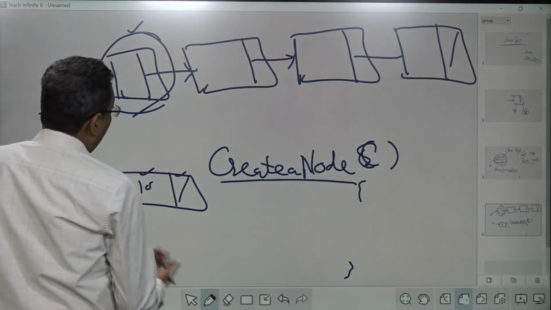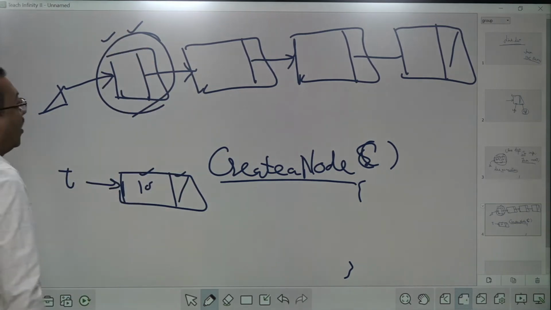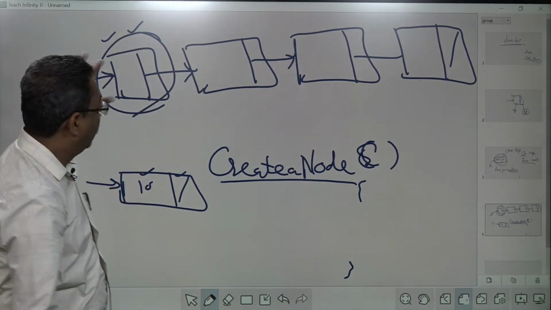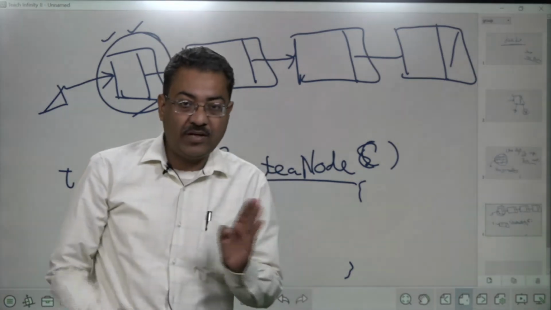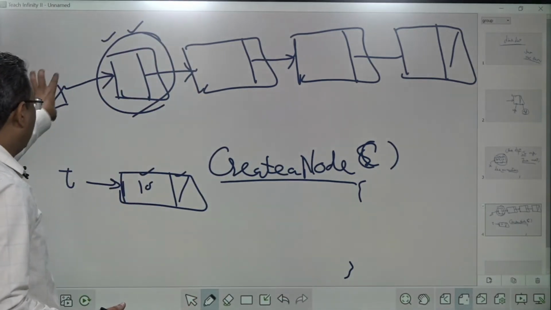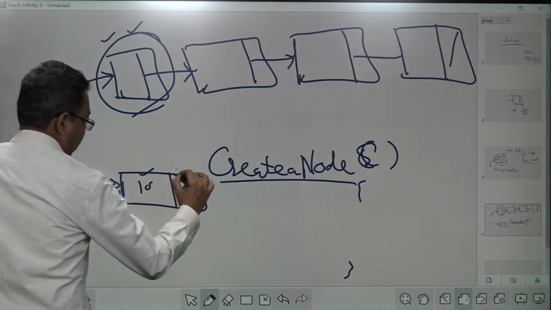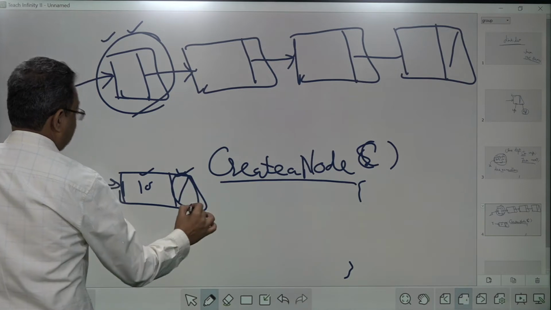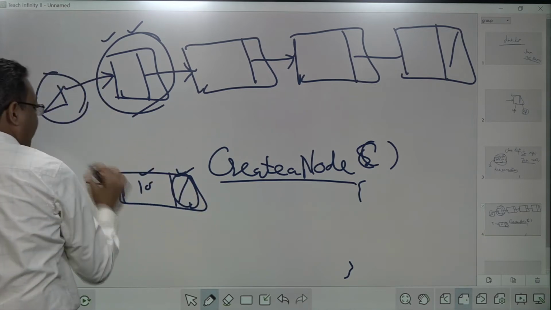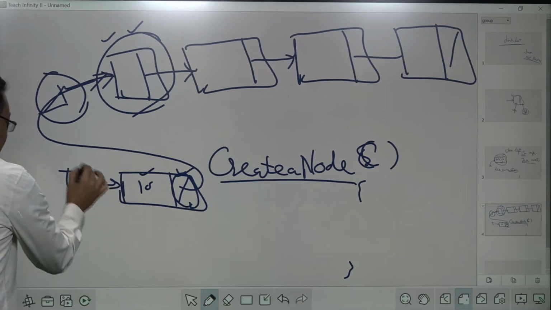All right. Now, what to do? In case there is a linked list starting with X, I want to insert the newly created node at the beginning of this. How can I do it? It's very simple. Just change the content of this with this X. So this is the case, and then return T.